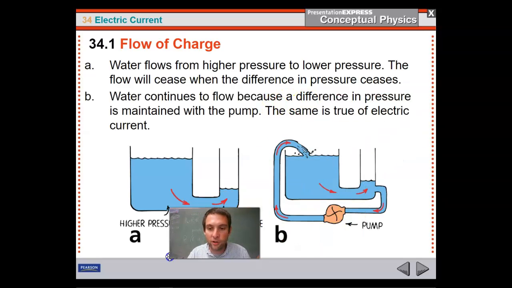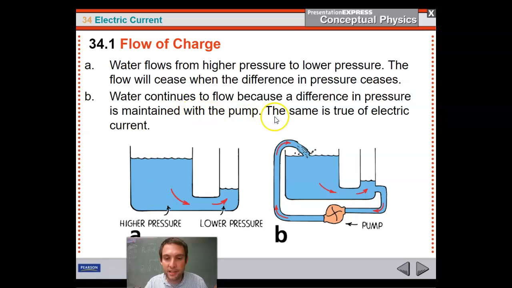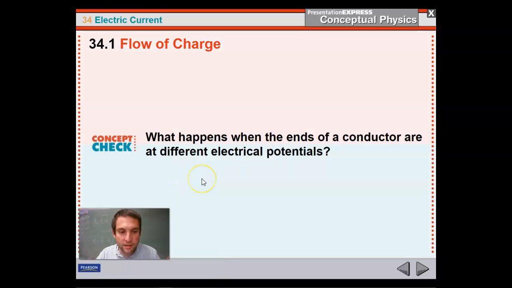Water will continue to flow because a difference in pressure is maintained with a pump in part B. So what this pump will do is give the water some extra energy to get it back up to the top so it gets into the big well, which will then flow into the small well. And then this will just continuously go on forever, as long as this top well keeps getting full.